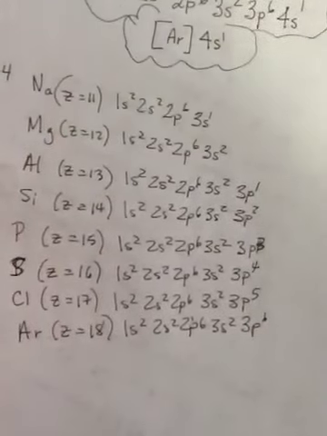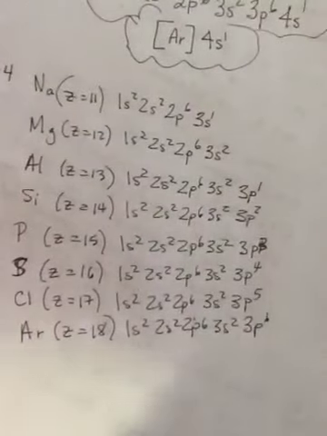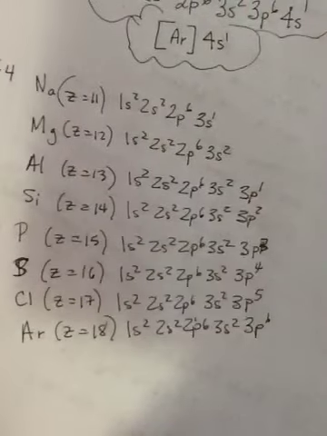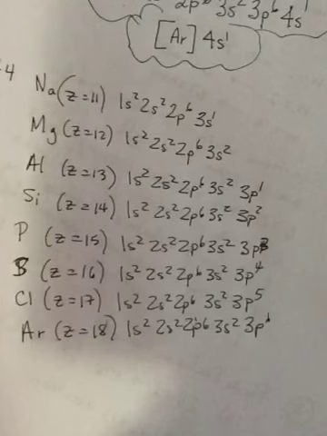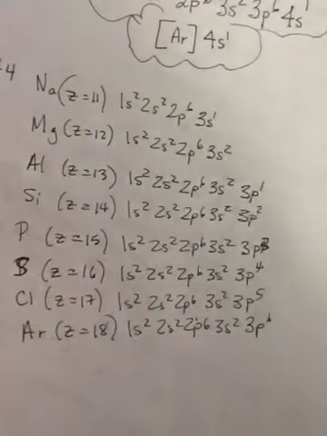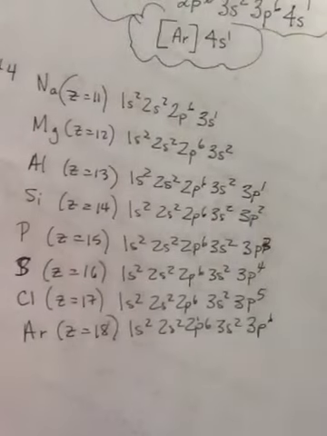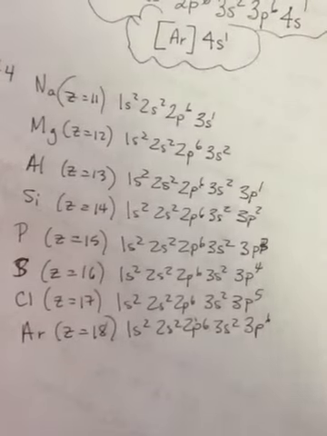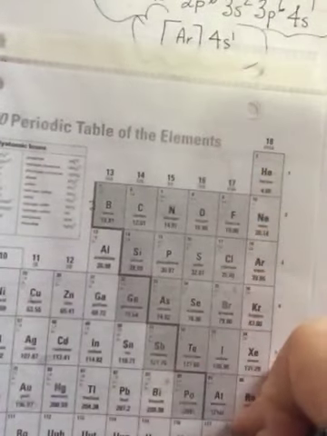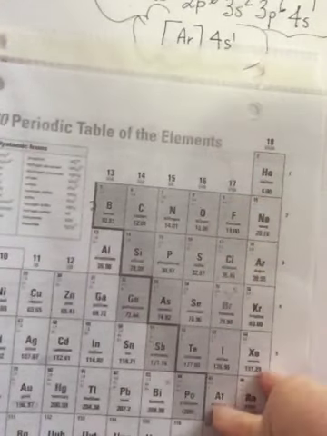All right, question number 5 says, write the full electron configuration for each of the halogens. Describe how the halogen configurations are similar. Does this similarity apply to other families? So the halogens, these guys are the noble gases. These guys are the halogens.